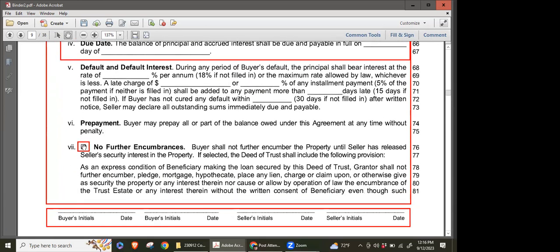And then always, to protect your seller, no further encumbrances. In other words, they can't take another loan out on this property. So you want your seller to be paid off. And again, I check and make sure.